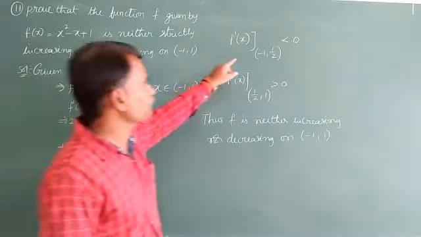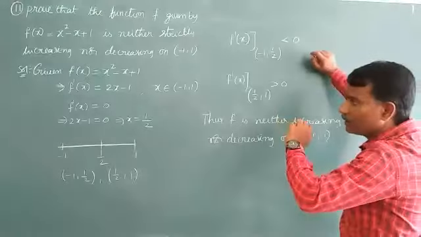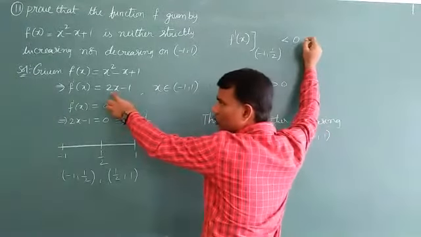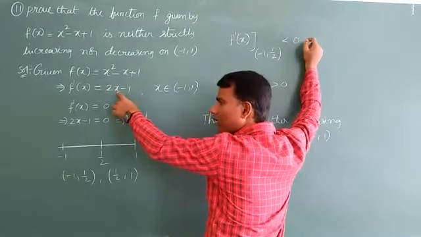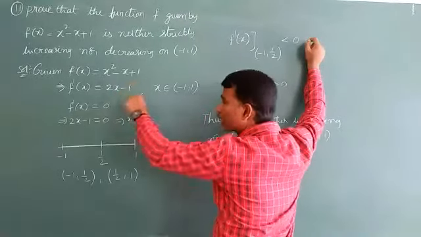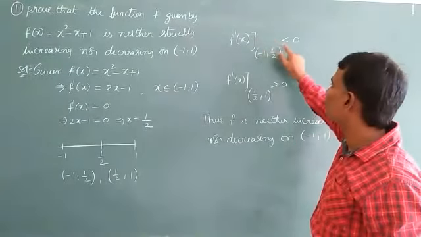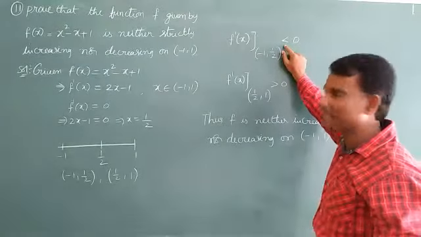If you check, in minus 1 comma 1 by 2, take a value like 0.4. Then 2 into 0.4 is 0.8, and 0.8 minus 1 is minus 0.2. Negative will come. So in minus 1 to 1 by 2 it indicates negative. Negative means less than 0, and less than 0 means it is decreasing.